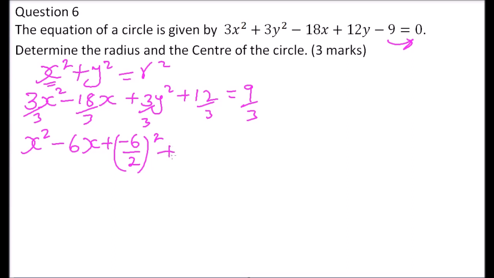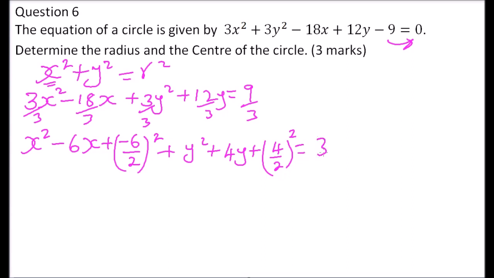Then we have the y side. When you divide by 3, you get y squared plus 12y divided by 3, that will give us 4y. What do we need to add to make these terms of y a perfect square? So here we add half the coefficient of y, so it is 4 divided by 2 squared. And 9 divided by 3 is 3.